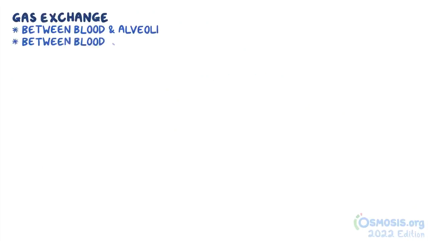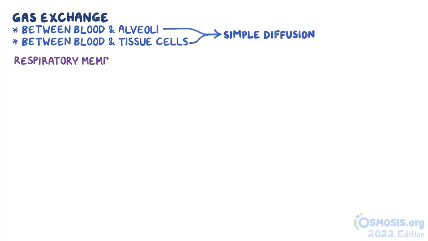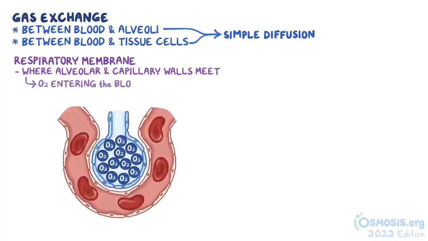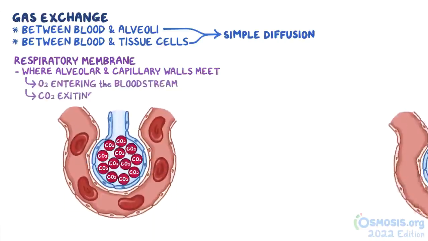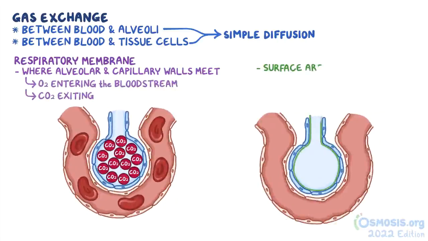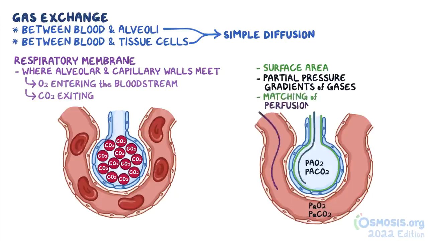Okay, quick recap. Gas exchange between blood and alveoli, as well as between blood and tissue cells, takes place by simple diffusion. At the respiratory membrane, where the alveolar and capillary walls meet, gases move across the membrane, with oxygen entering the bloodstream and carbon dioxide exiting. Besides the surface area of the alveolo-capillary membrane, the partial pressure gradients of the gases and the matching of perfusion and ventilation are vital for the exchange to happen.